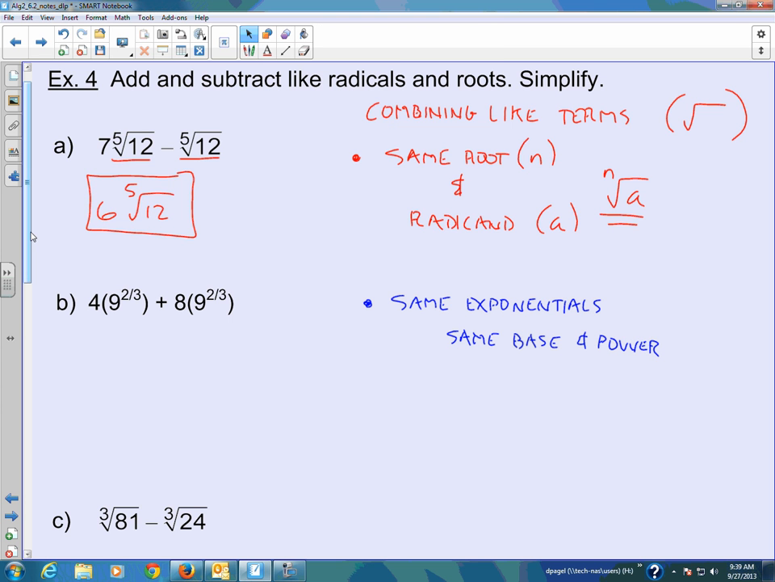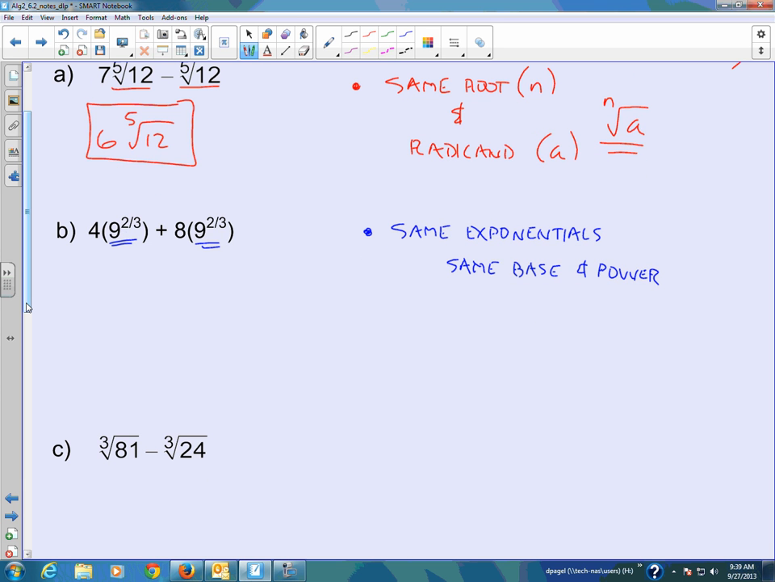They are both like terms. So here I see I have a 9 to the 2/3 and another 9 to the 2/3. I have 8 more of them, which means I have 12 times 9 to the 2/3 power.